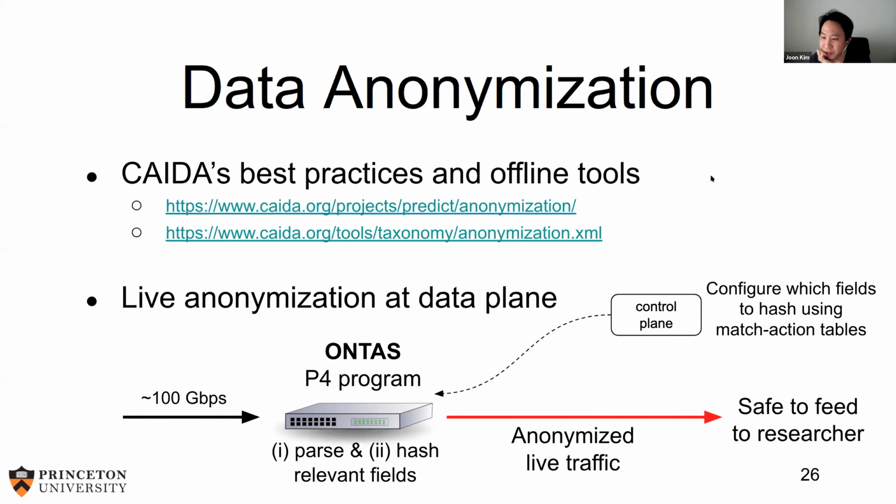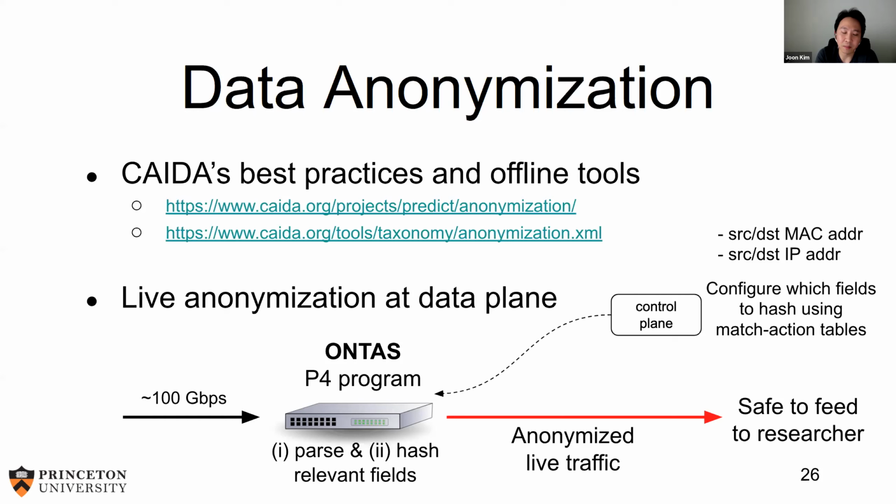You can also configure through the control plane which fields to hash using a match action table. So for example, let's say you want to hash the source MAC address or destination MAC address. There's a separate table for that. You can put in an entry saying, if the input port matches this, hash the source MAC address. If there's no entry, don't do anything. So that's how you can control the policy without reloading a program with a special policy in it.